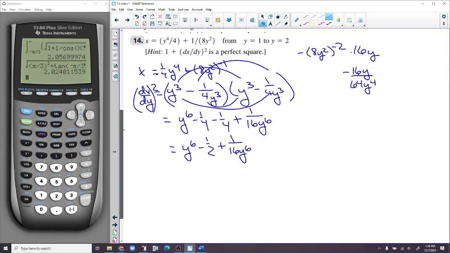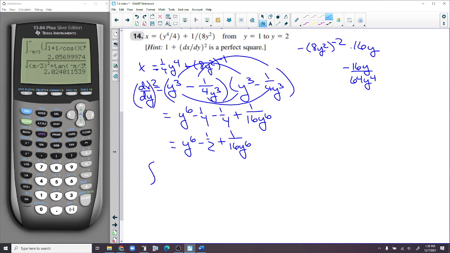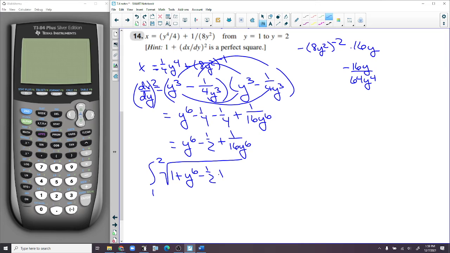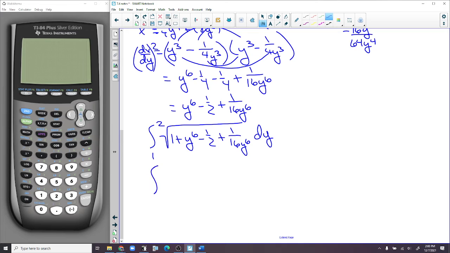The length is the integral from 1 to 2 of the square root of 1 plus y to the sixth minus 1/2 plus 1 over 16 y to the sixth dy. And they tell us that this underneath the radical is a perfect square. Well, 1 minus 1/2 is 1/2, so I'll give you that. But let's put that in the middle.